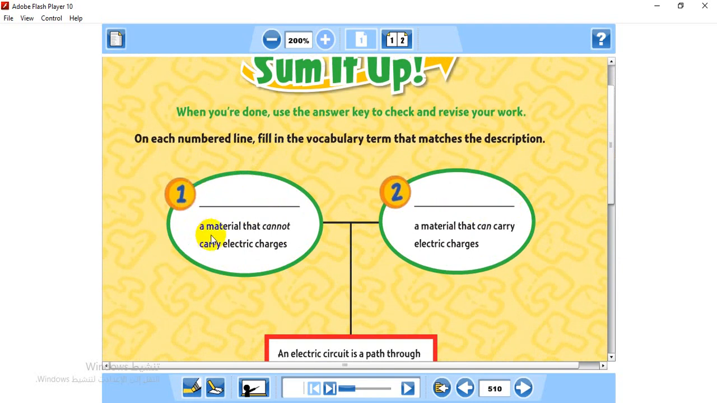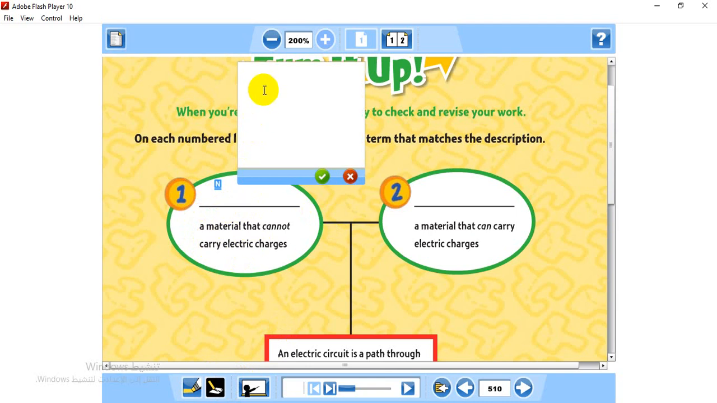Definition number one is a material that cannot carry electric charge. Okay guys, what exactly do we have to write here? So number one, we should write exactly insulators. Okay guys, insulator. An insulator is a material that cannot carry electric charge. Okay guys, it can't take electric charge, or the electric charge can't flow through it. Okay guys, so this one is the correct answer.